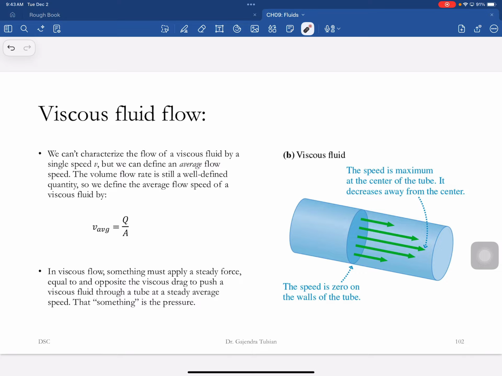Because of friction. So if you have a fluid that has viscosity, to keep it moving, you have to keep pushing it. So you have to maintain a pressure difference to keep the blood flowing, and we'll give you the equation for that. In viscous flow, something must apply a steady force equal and opposite to the viscous drag to push the viscous fluid through a tube. That force is the pressure.